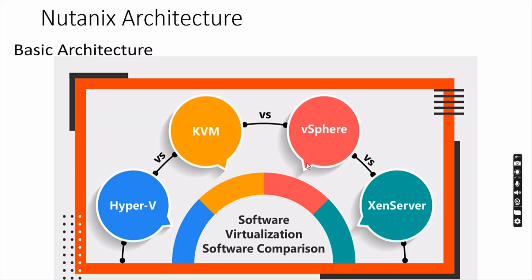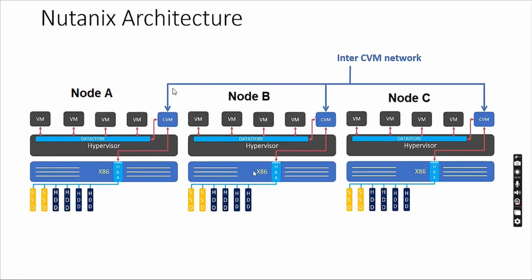You can see many things, like what they are using, Hyper-V. Here we will see in depth how the CVM is created. Every node has its own CVM, its own HDD and SSD, and the CVM is managing everything. CVM has its own cluster. If one CVM goes down, another will take charge and manage all the CVM-related tasks.